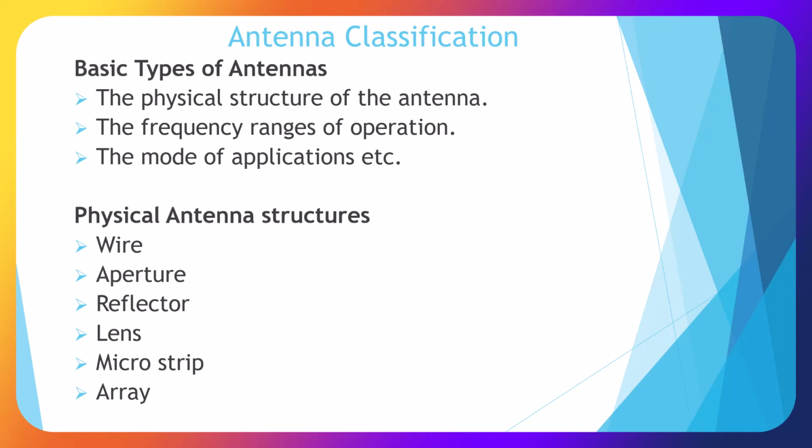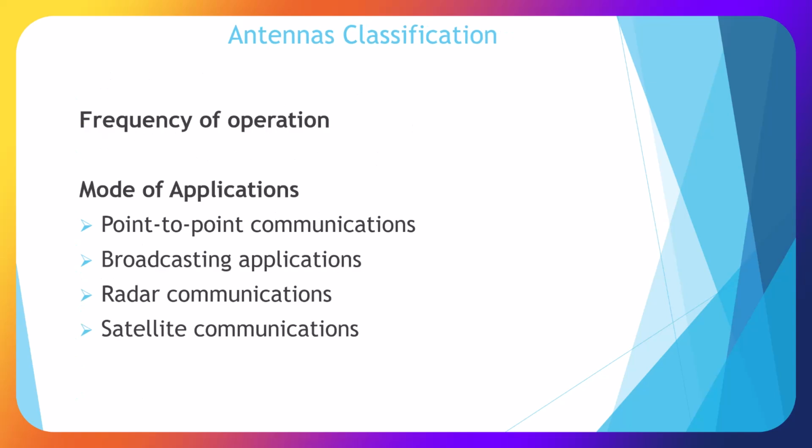Okay, for basic types of antennas, we have the physical structure of the antenna, the frequency range of operation, and the mode of the applications. Physical antenna structures are broken down into wire, aperture, reflector, lens, microstrip, and arrays. Other antenna classifications are the frequency of operation and the mode of operation, so point-to-point, broadcasting applications, radar communications, and satellite communications.